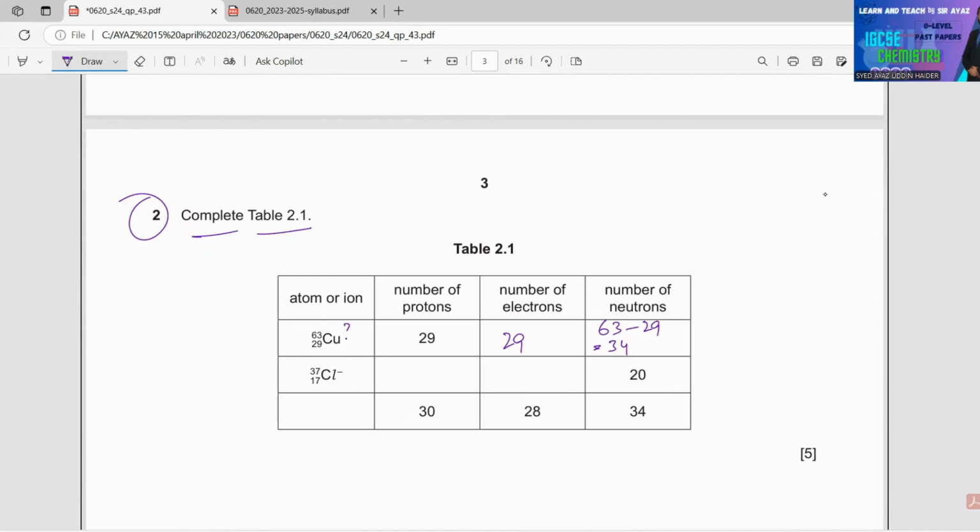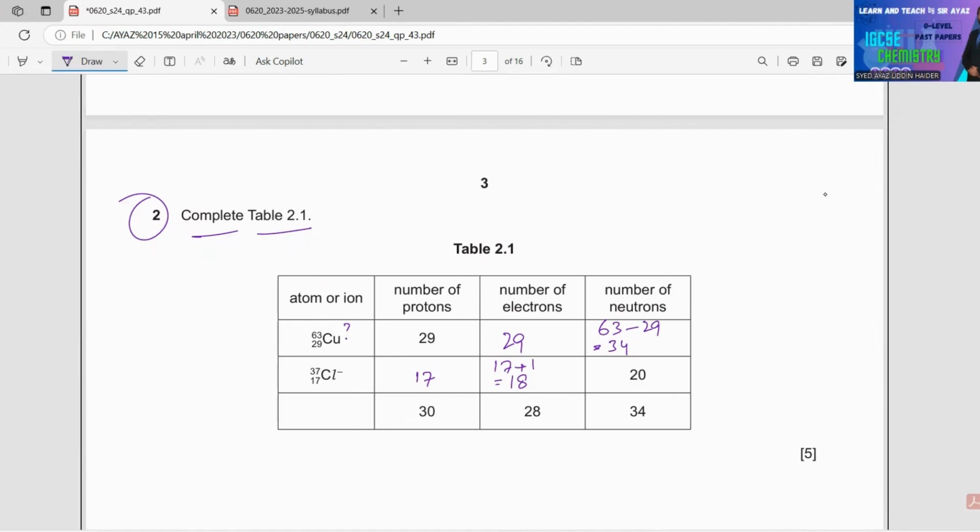What about Cl minus? Now this time you see there's a charge on Cl. It's a negatively charged ion, also known as an anion. Proton number is 17, nucleon number is 37. So for the number of protons, I will write 17. What about number of electrons? You see the charge, it's minus, which means you have to add 1 electron to this number. 17 plus 1, and we will get 18. So 18 will be the number of electrons in this Cl negative. The number of neutrons is given, which is 20.